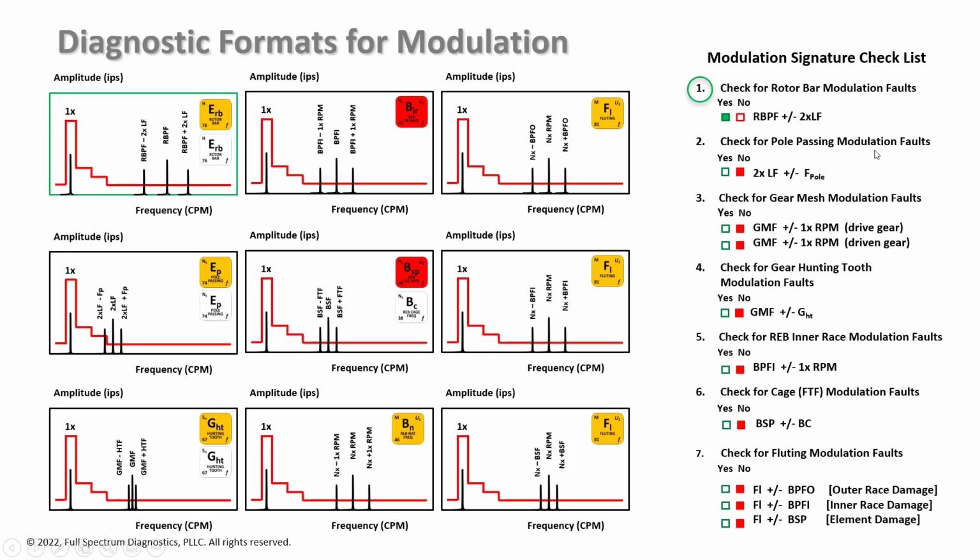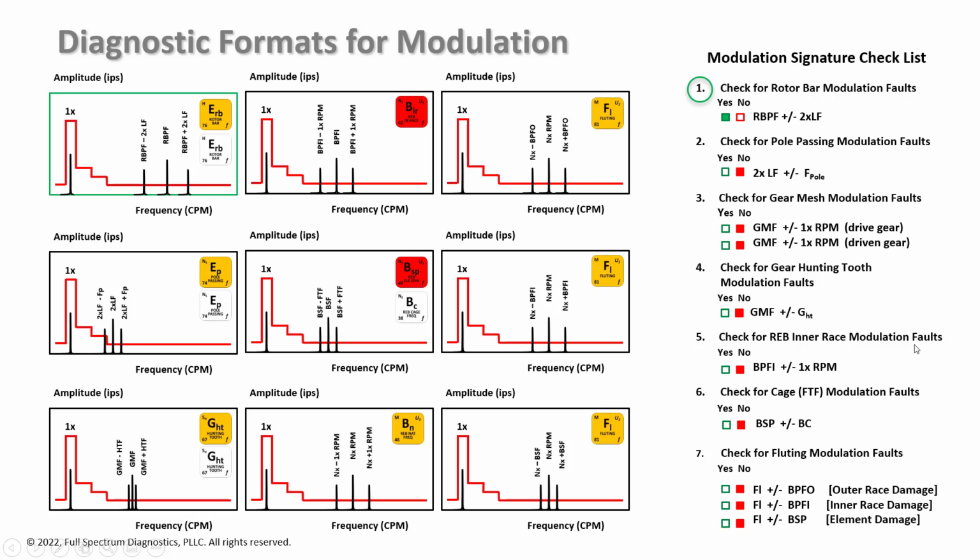We check pole passing modulation. Pole passing is a lower frequency. Pole pass frequency is around 2 times line frequency as a sideband. Much too low for our application. Check for gear mesh modulation faults, and 1 times RPM sidebands around gear mesh frequency for the drive and the driven gear are common, just due to a little discrepancy in the cuts of the teeth on a gear. But we don't have 1 times RPM sideband, so that one doesn't jive. Check for hunting tooth modulations. They're very low frequency, tight sidebands that don't apply in this case.